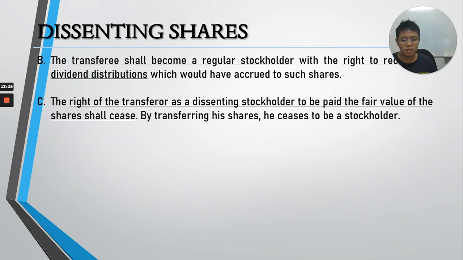Yan. What else? The right of the transferor as a dissenting stockholder to be paid the fair value of his shares shall cease. Because remember, when he sells his shares to a third person, he is no longer a stockholder. So, wala na rin siyang right to be paid the fair value of his shares. Kasi nga, hindi na siya stockholder. So, obviously, hindi na rin siya dissenting stockholder. So, saan niya makukuha yung payment niya? From the buyer of the shares or the transferee of the shares.